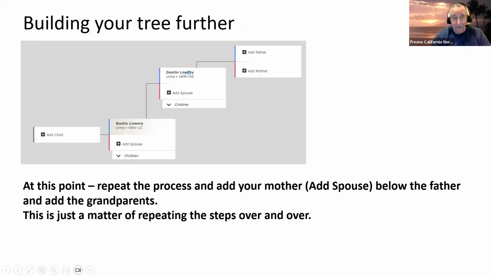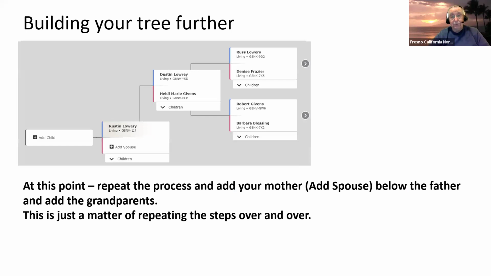Now Rustin has a father, Dustin. I know that's confusing, but those are their names. Okay, so then we go through and do the same thing over and over for all the living people, and about 2 minutes later, voila, we have 3 generations now in the tree. And it was just that simple. Really easy to do.